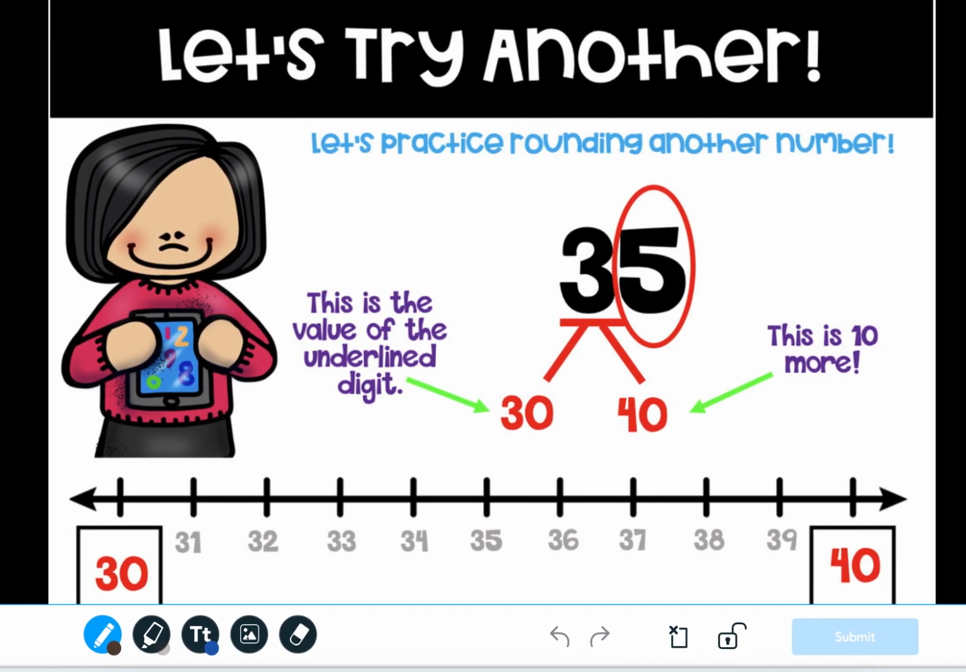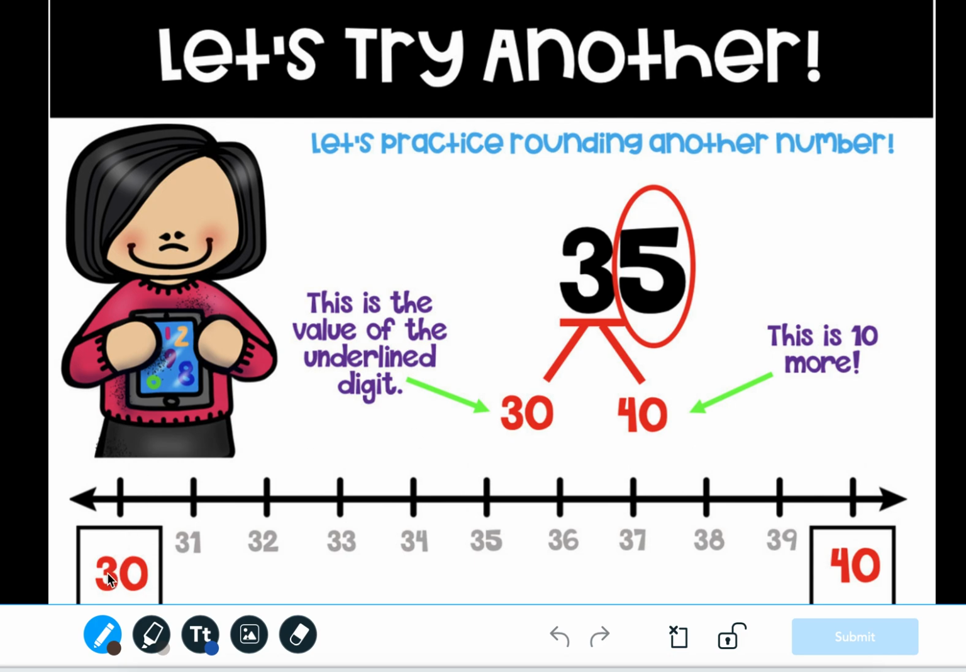Let's try another one. This one's a little bit trickier, and let me show you why. Once again, with the number 35, rounding to the nearest 10, we need to look at the digit in the tens place. That's the number 3. My 3 is worth 30 because 3 tens is worth 30. 10 more than 30 is 40. This is my first and last number on the number line.